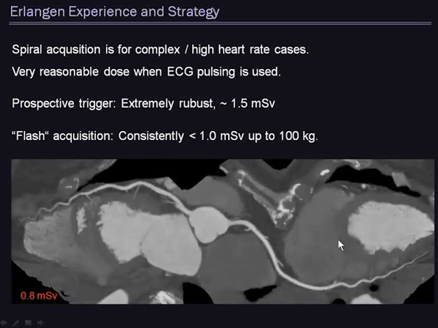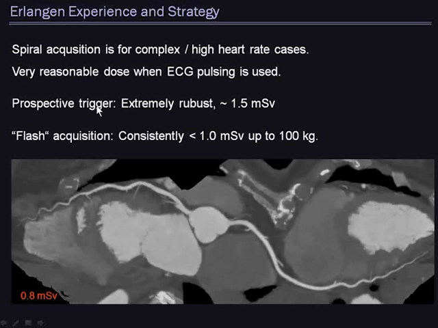So in summary, what is our experience? What is our strategy for coronary CT angiography to keep radiation exposure low? We use spiral acquisition for complex patients, for example, patients who have complex disease, implanted stents, and other factors, and for patients who have a high heart rate that cannot be controlled. We always use EKG pulsing with spiral acquisition, which leads to reasonable dose values even for spiral acquisitions.